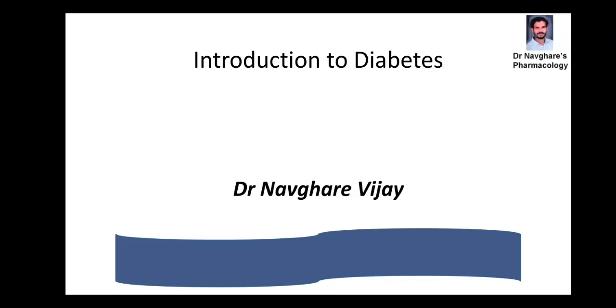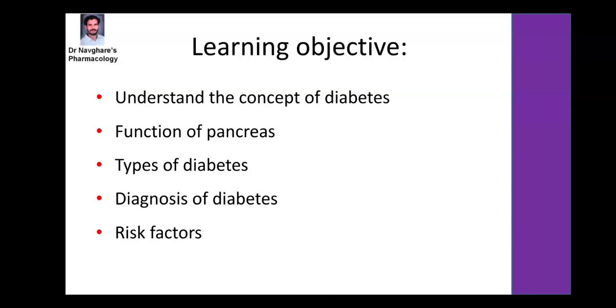So, starting with the learning objective. After completing this topic, students will be able to understand the concept of diabetes, functions of pancreas, different types of diabetes, how diabetes is diagnosed, what are the parameters for diagnosis of diabetes, and what are the risk factors associated with inducing or increasing the chances of occurrence of diabetes.